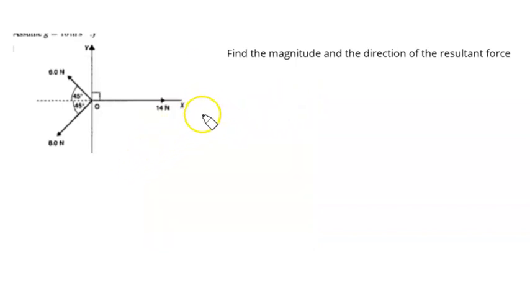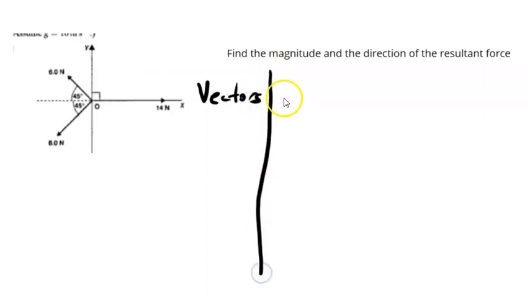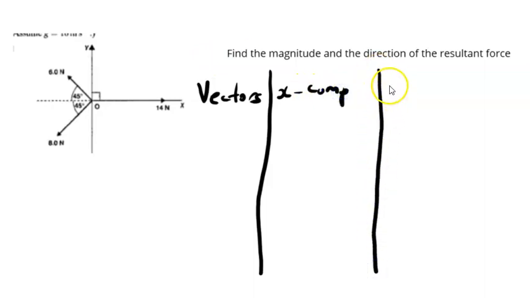We're going to start off by drawing up our table again. We're going to have vectors, our x component, and we're also going to have our y component. I'm going to call this one A, this one B, this one C.